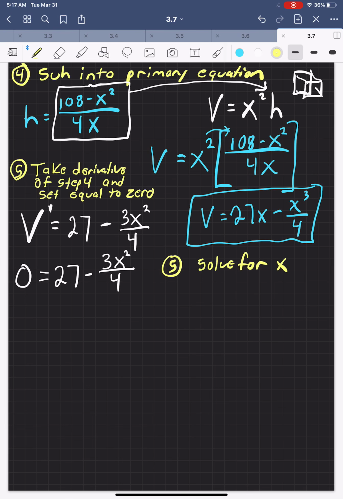Okay, so if we solve that equation for x, we end up with x is equal to 6 and negative 6. So x is equal to plus or minus 6. I don't know what it means to have a negative 6 length, right? So I'm going to throw this away. Mathematically, it's sound, but it doesn't make any sense to our application.